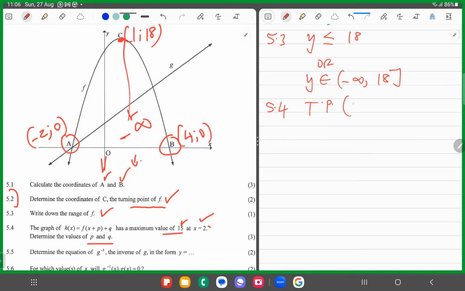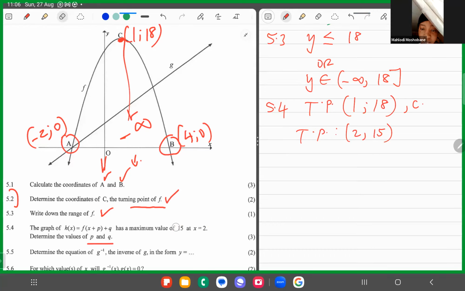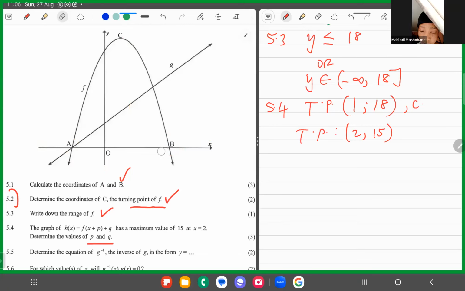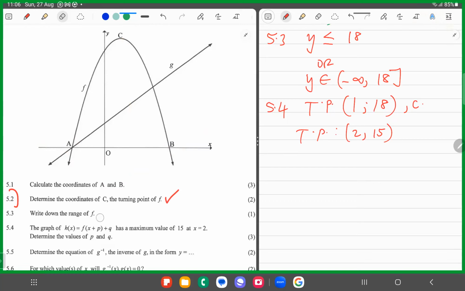The turning point of f has coordinates 1 and 18. Okay, so the examiner is suggesting a new turning point and is effectively saying h has the minimum value of 15 at x equal to 2. So at x equal to 2, the minimum value is 15.